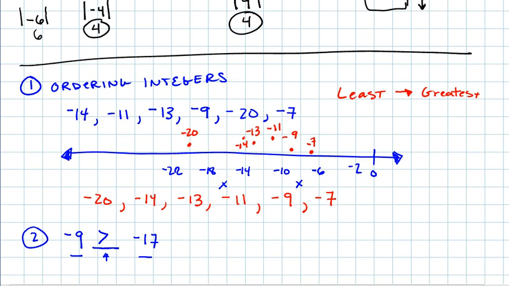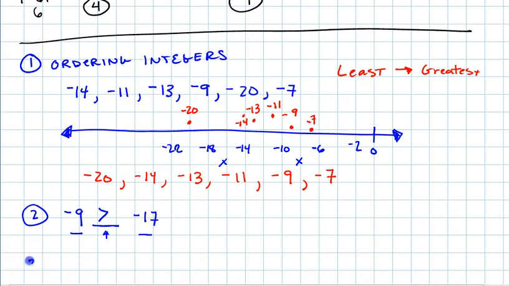Let's do another example, number 3. I have the number 15 and the number negative 18. Alright, let's make a number line.